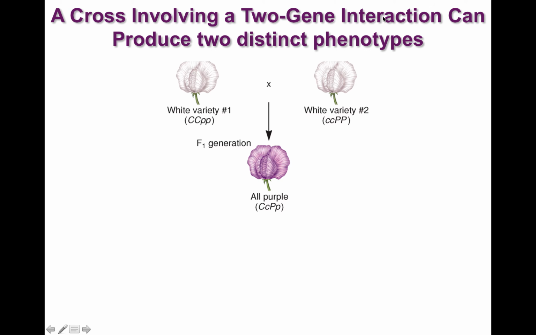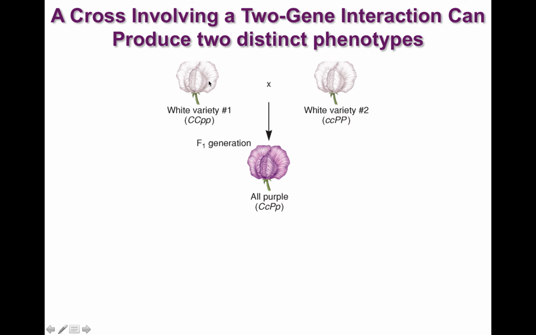What's a two-gene interaction? Well, if you have a phenotype that is the product of two genes that interact, that is a two-gene interaction. Since you have two genes that are necessary to produce the phenotype, you could have mutations in one or the other of those two genes. So let's take our example.